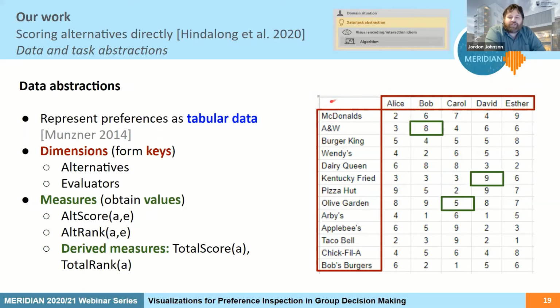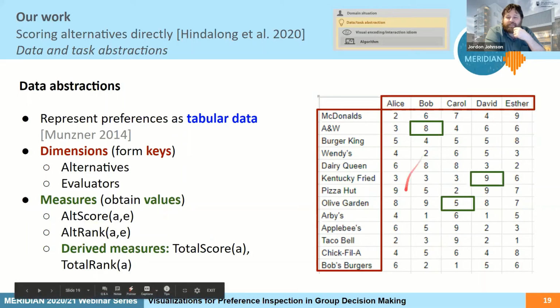We can use these dimensions to form keys for key value pairs. For example, we can look at Bob's preference with respect to A and W. We see that he scored it an 8 out of 10. These values are examples of what we call a measure. So we take the alternatives, we take the evaluators, and then we obtain the measures, which in this case deal with scores or ranks, if we're scoring the alternatives or ranking them. So we have alternative score and alternative rank, and we obtain these measures.